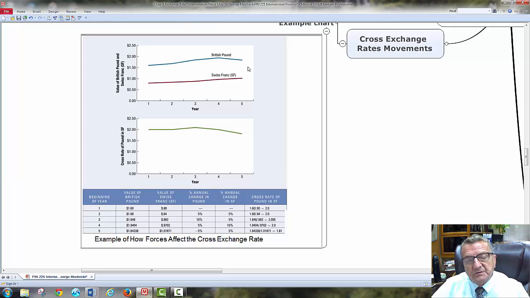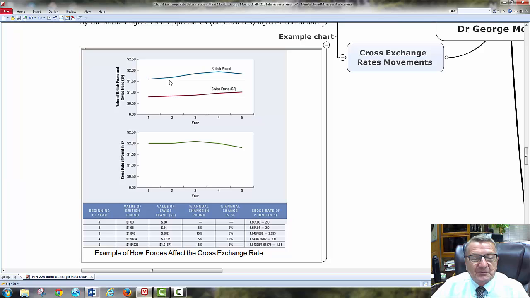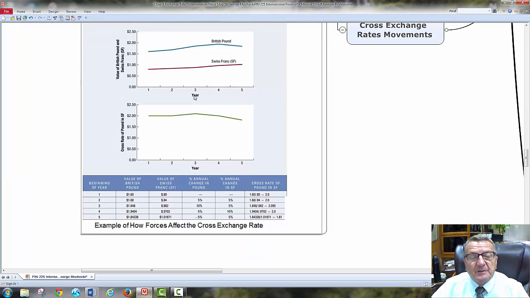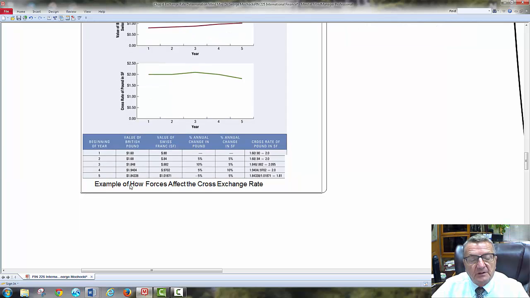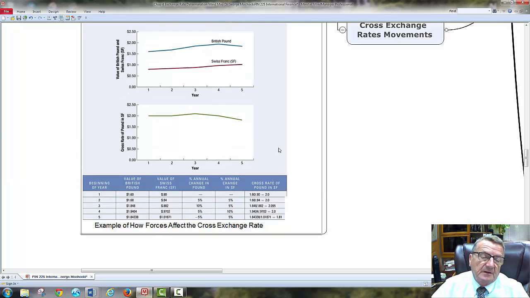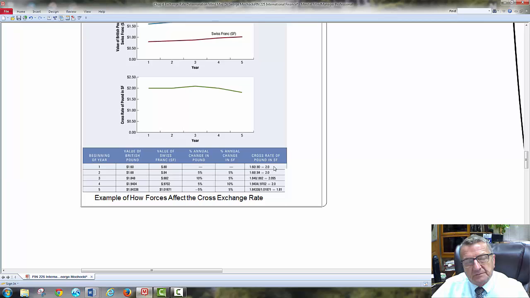Okay, so here are the two currencies moving the same direction. Here's the other one. When I'm looking at the cross rate, very similar, kind of in the middle here. The graph kind of throws you off a little. It's about the same. So, are we okay? See the same movement. And then here's an example of how forces affect the cross rate. Look at the different sections. Different value, annual changes, and again the cross rate, a pound in, I want to say Swiss francs, SF. I was going to say San Francisco. Sorry. All right. We good?